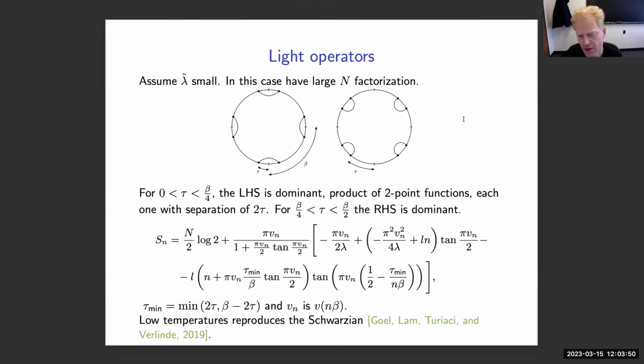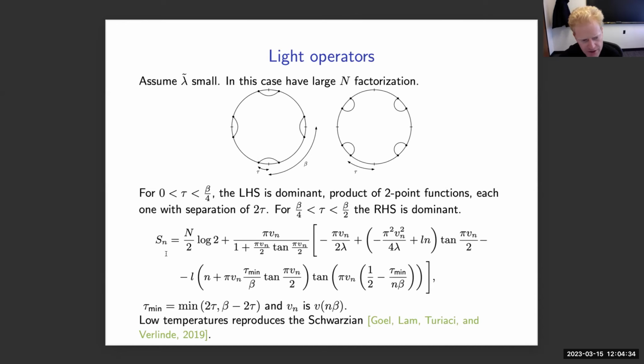Now, we calculated these modular Renyi entropies for lambda going to 0. In view of time, I should not get into details, but the idea is that these 2n-point correlation functions, at least for light operators, have large n factorization, so it just becomes the product of n 2-point functions. We just need to pair up the operators, and we plug n such 2-point functions into this formula.